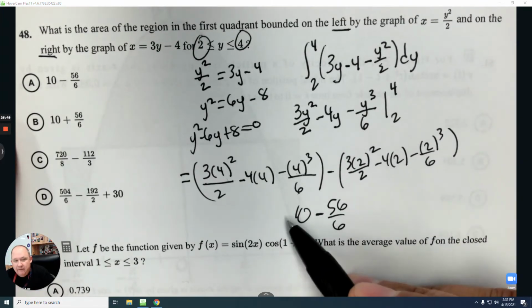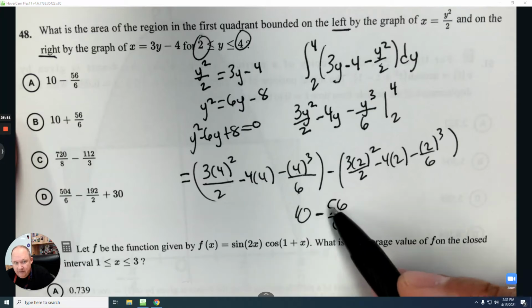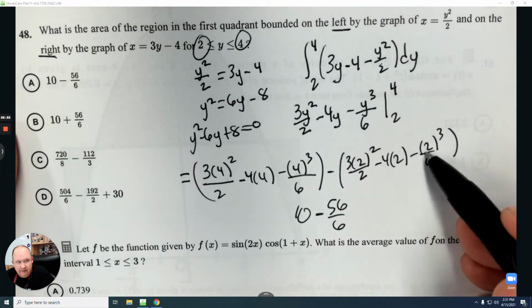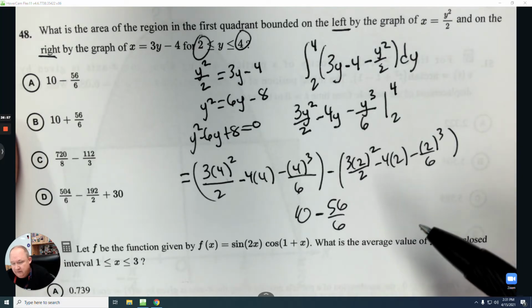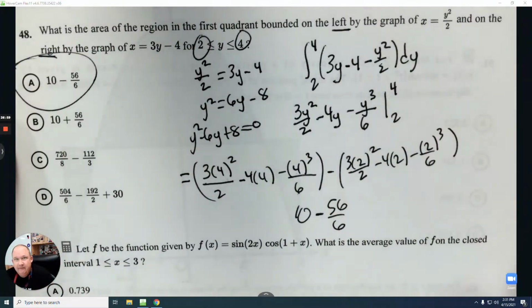So if you combine the whole numbers, you get 10. If you combine the fractions that are over 6, so that's this one and this one, you get 56 over 6, and the answer is A. I wonder if you got the right answer. 49.